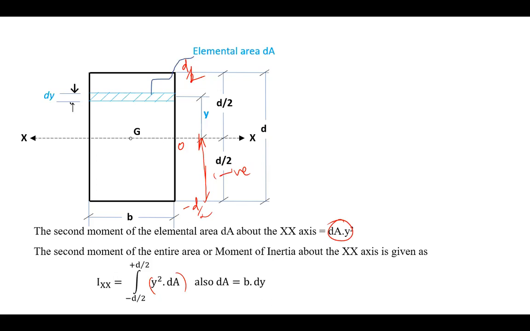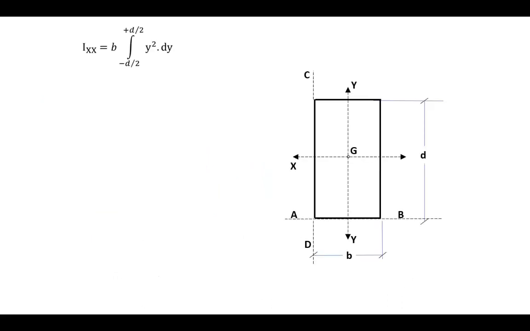Also we know dA is equal to b into dy. Therefore Ixx is equal to the integration of y square into b into dy, and because b is a constant, it does not vary; only the value of y varies. Next step: integration of y square, all of you might be knowing. So what is the integration of y square?